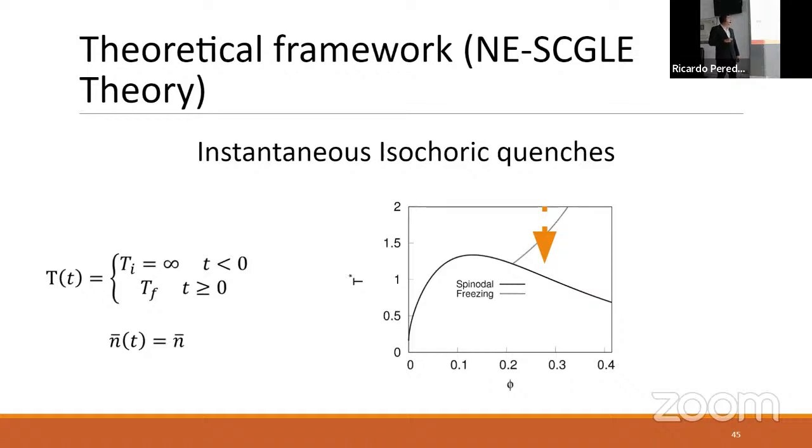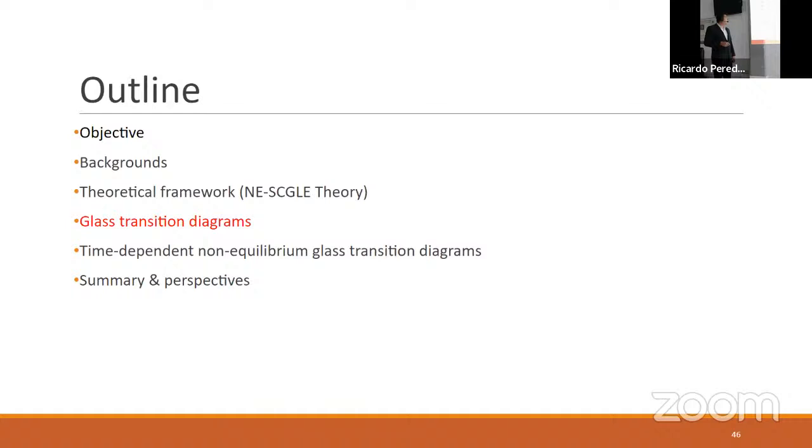And in what follows, we shall consider specifically processes such as the instantaneous isochoric quenches, in which we prepare our system at a very high temperature and then quench it down to a state point described by the window frame of our phase diagram. So this is the theory that we will be employing. And now let me discuss how with such theory we can obtain the non-equilibrium version of the equilibrium phase diagrams, which we state as glass transition diagrams.